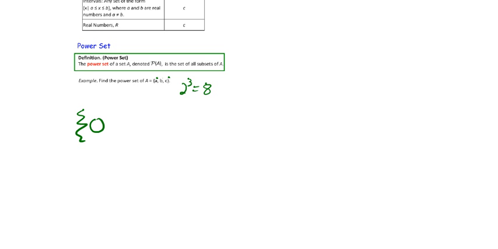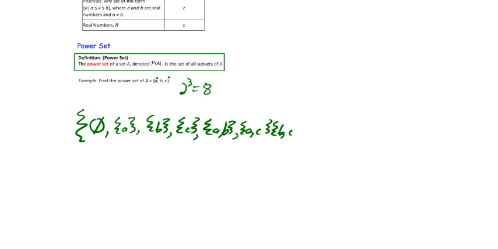So the first one is the empty set. Then I could have just A, I could have just B, I could have just C, I could have A and B, I could have A and C, I could have B and C, and I could have all 3, so A, B, and C. So that's 1, 2, 3, 4, 5, 6, 7, 8. So this is just you listing all of the subsets inside of a set. So I listed all 8 of them.